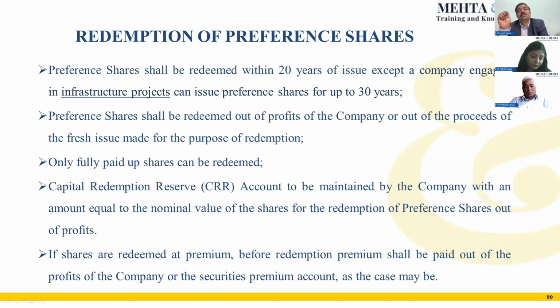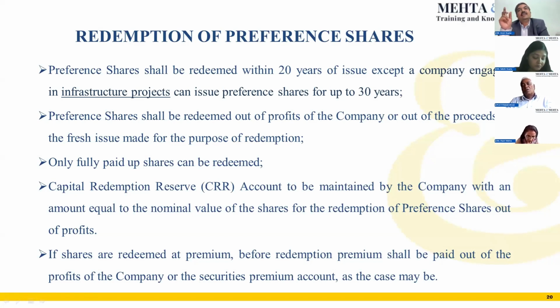On 31st March 2025, your premium account is 10 crore and your surplus in the profit and loss account is 20 crore. Assuming that, now if your company ABC is subject to Ind AS compliance, can you redeem the preference shares at a 20 rupee premium? If you are redeeming the preference shares at 20 rupees, that means you require premium payment of 20 crore and 10 crore par value. That means you require a total of 30 crore.